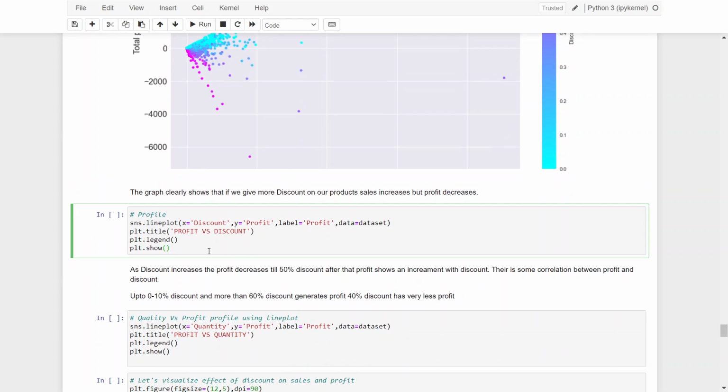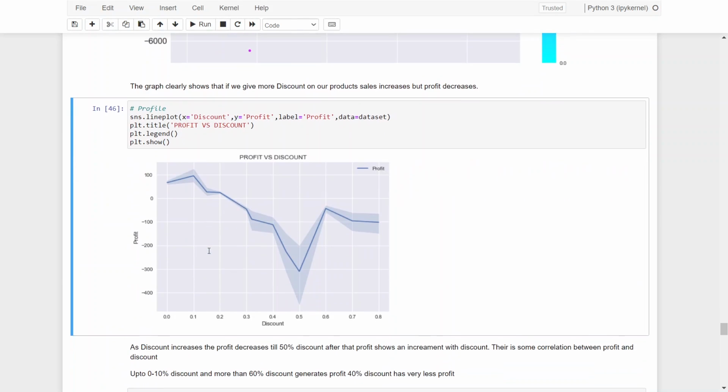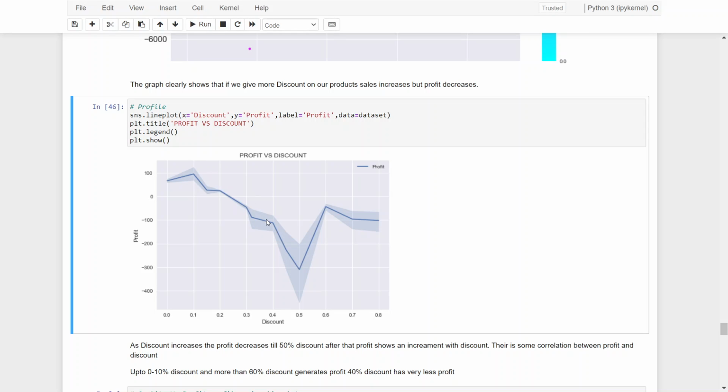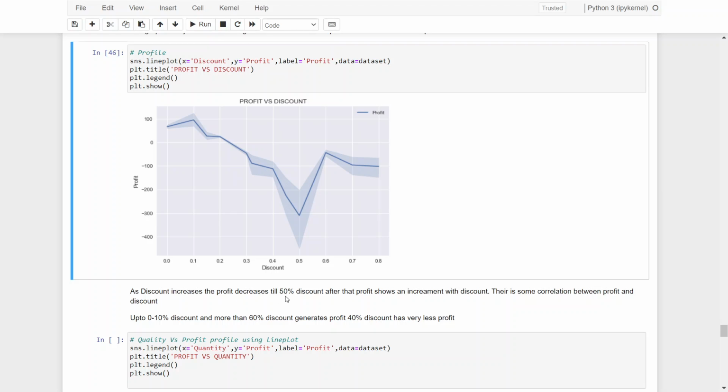I'm going to plot the profit graph. Yes, this is the profit versus discount line plot. You can see that as the discount increases, the profit decreases till 50% discount. After that, the profit shows an increment with the discount. There is some correlation between the profit and discount. Discounts up to 40% give very little profit; these points are very less profit.